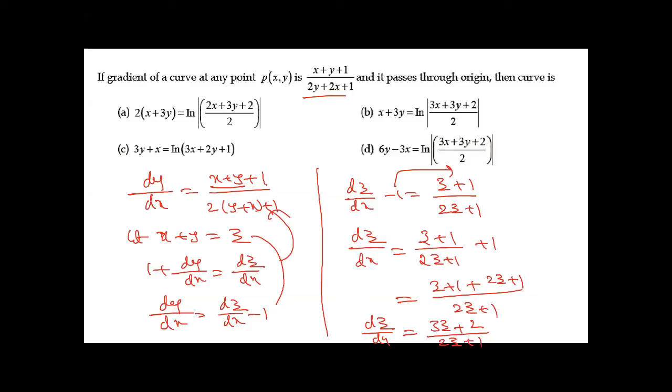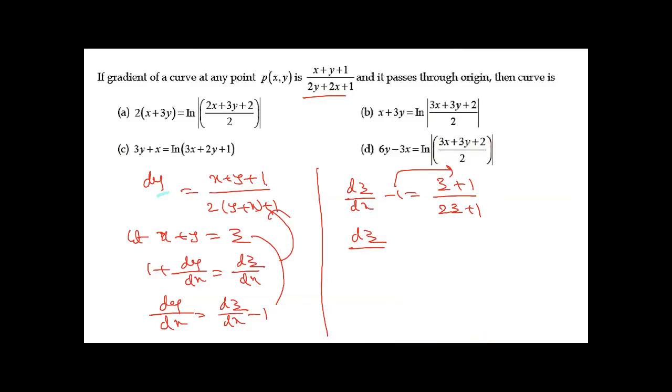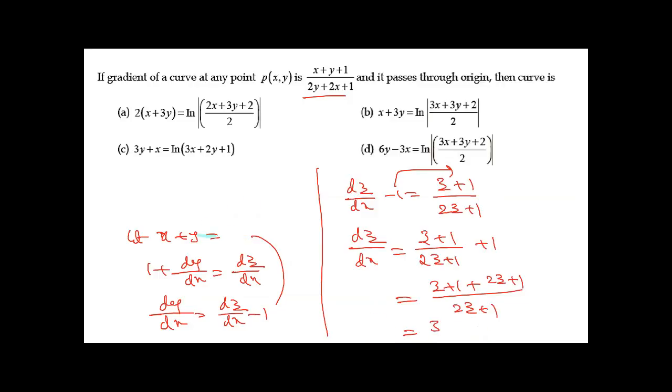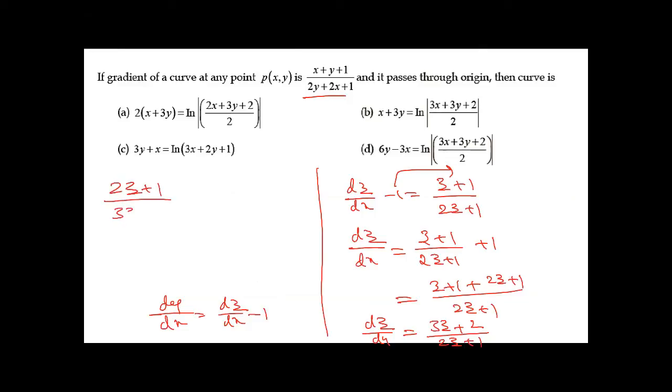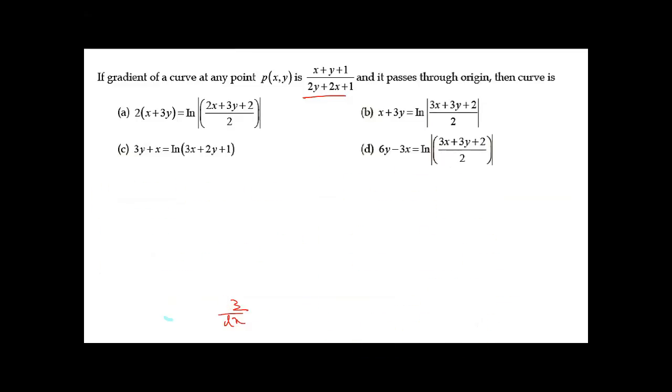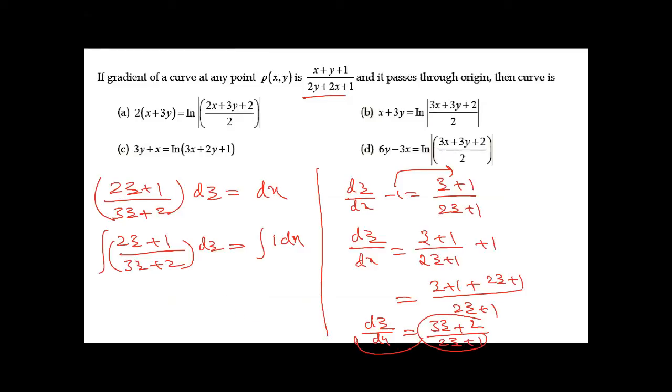Now let us go for the next part. How to get the next part? Separate variables. You can separate the variables. That is called variable separable form. So that means 2z plus 1 by 3z plus 2 dz equal to dx. By separating variables, the entire RHS is brought to the other side. That is our challenge. Now the challenge comes as how to integrate the LHS.